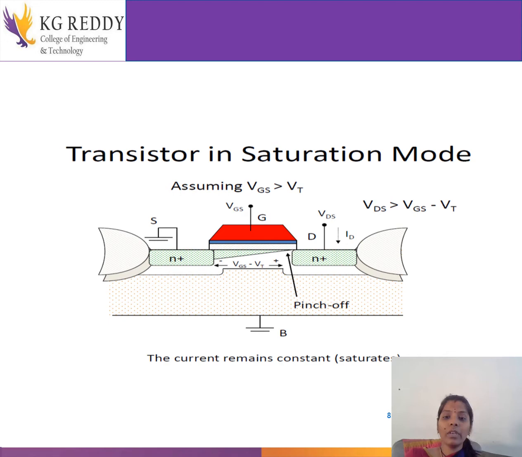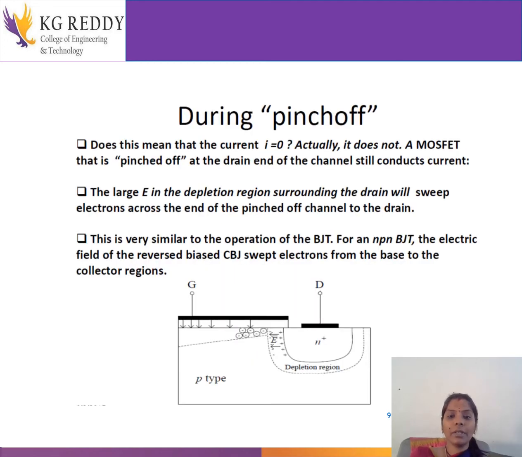Okay, and now what about the gate drain voltage? The drain voltage will be greater than the gate voltage minus the threshold voltage. Okay, these are a few conditions where the device will operate from linear to cutoff, linear to saturation, like that. Okay, so what will happen during pinch off? What does this pinch off actually mean? As I said, this will happen in the saturation mode of operation.